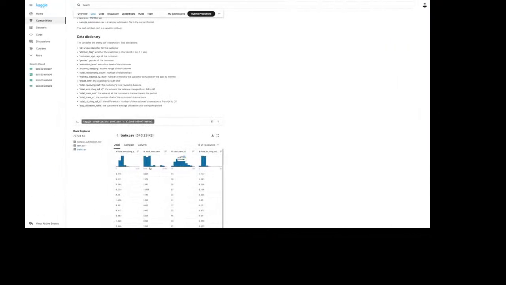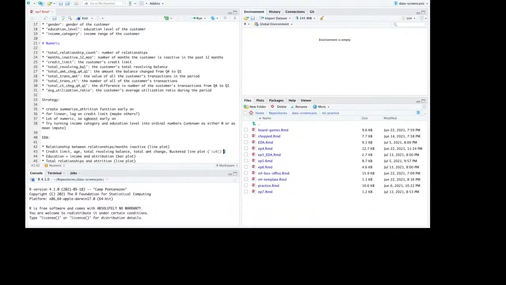I really want a lot of line plots here where I'm going to say, what's the relation between these? I can also use a density plot. Actually, let's do a density plot.